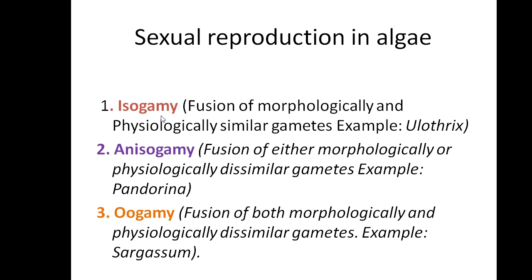And oogamy is fusion of both morphologically and physiologically dissimilar gametes. Gametes that differ both morphologically and physiologically fuse, and that is oogamy. But in anisogamy, gametes that are either morphologically or physiologically dissimilar are fusing. Example of oogamy, Sargassum.